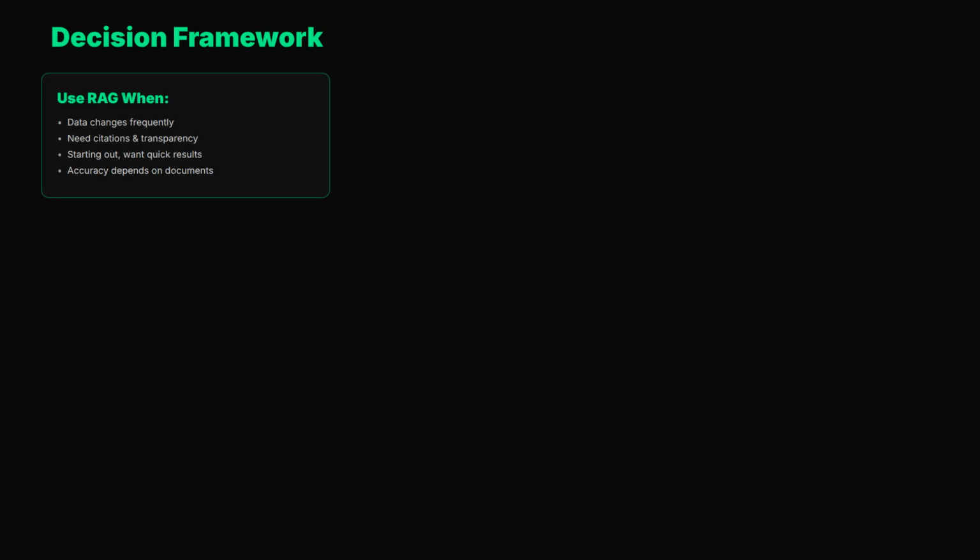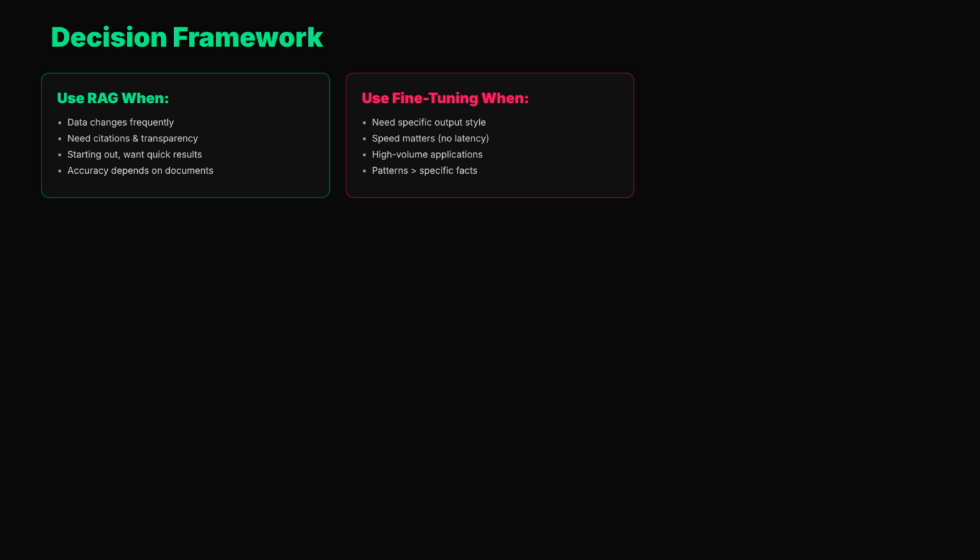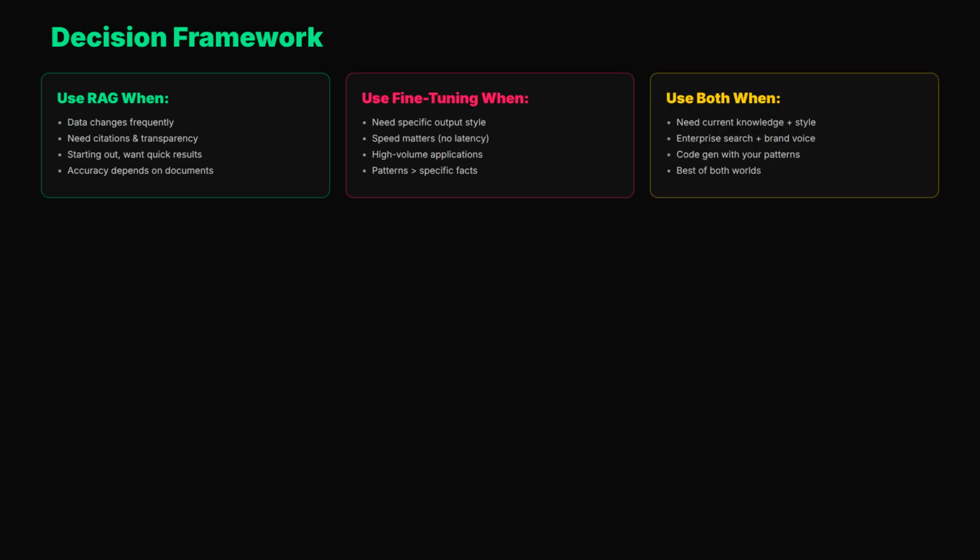Here's my decision framework. Use RAG when your data changes frequently, customer support, documentation, news. When you need citations and transparency, legal, medical, financial. When you're starting out and want quick results. When accuracy depends on specific, current documents. Use fine-tuning when you need a specific output style or format, brand voice, code style. When speed matters and you can't afford retrieval latency. When you're processing millions of requests and need efficiency. When patterns matter more than specific facts.